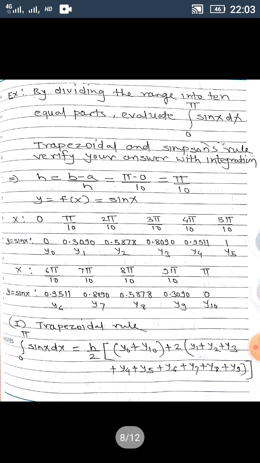Next, example two. By dividing the range into 10 equal parts, evaluate the integral from 0 to pi of sin x dx using the trapezoidal and Simpson's rules. Verify your answer with integration. Now what is h? h is (b minus a) upon n. n is 10, we have 10 equal parts, that is given. a is 0, b is pi, the upper limit is pi, the lower limit is 0. So h is (pi minus 0) upon 10, that is pi by 10. y is equal to f of x, that is, the function is sin x here.